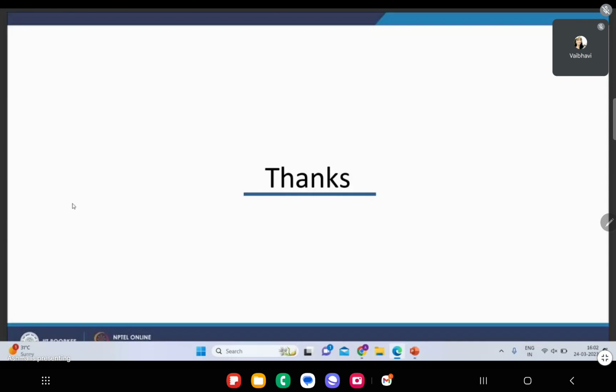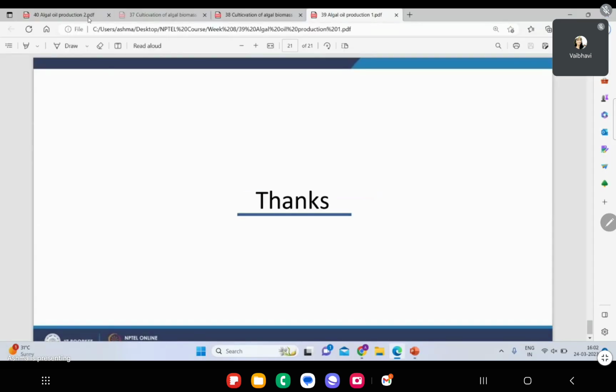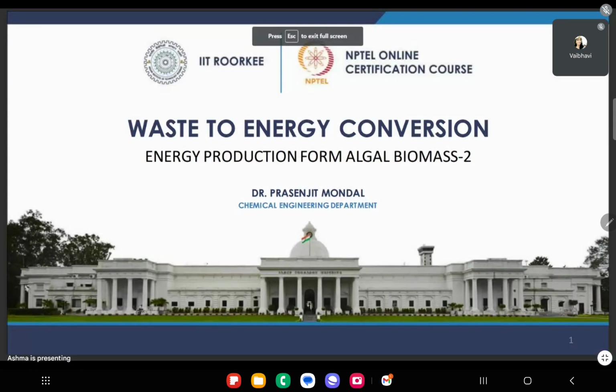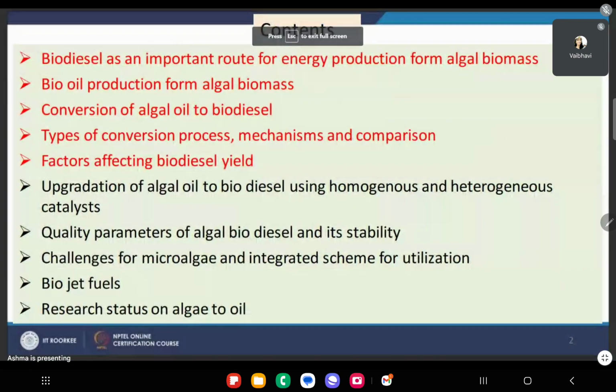So I'll move to the last module. In this module, we will discuss upgradation of algal oil to biodiesel using homogeneous and heterogeneous catalyst, followed by quality parameters of algal oil, algal biodiesel and its stability, challenges for microalgae and integrated scheme for utilization, then what are the biojet fuels, and what is the research status on algae to oil.